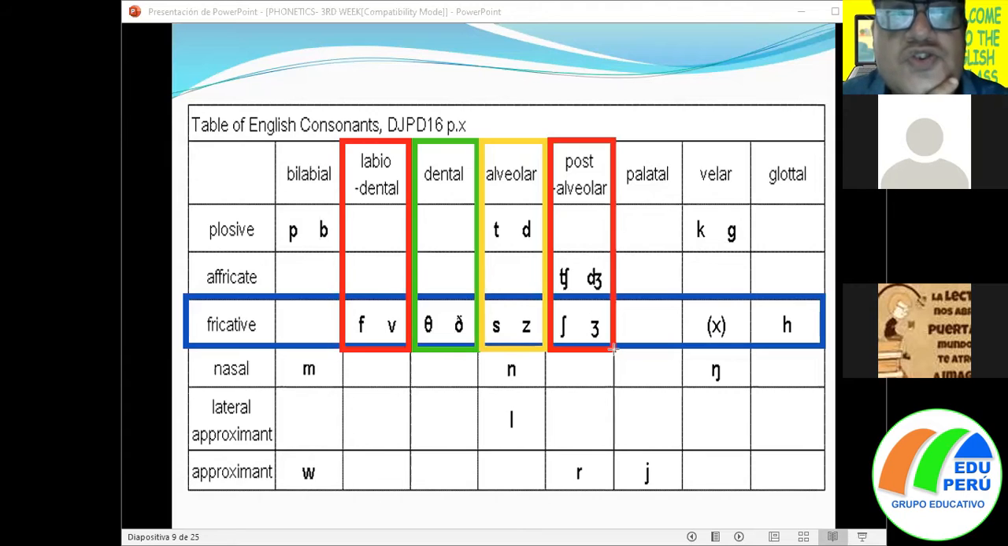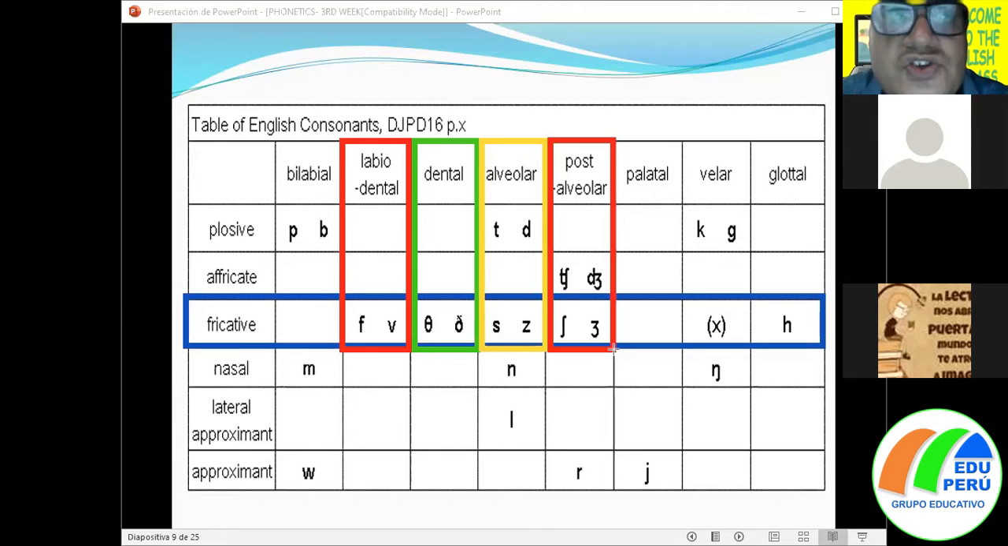Notice shh. This is the sound that we produce when we make someone be quiet, no? Not to make too much noise. Please, silence, shh, silence, shh. This is the sound. Notice the symbol. The symbol is like an S but longer, no? A longer S. So this is the symbol.